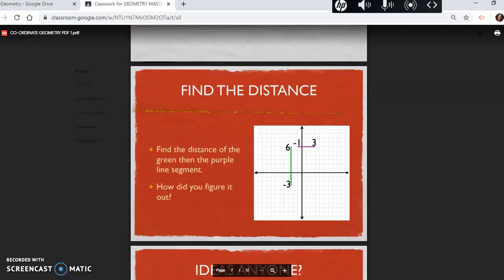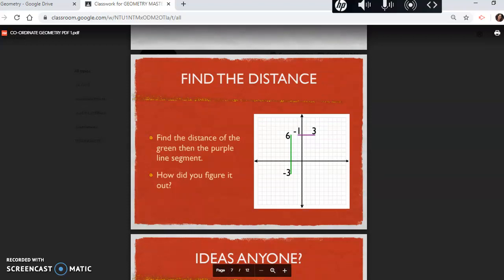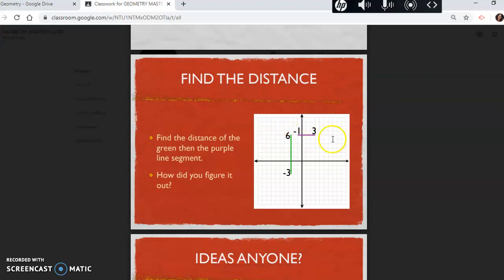Okay, for this one right here, whenever you're finding the distance of 2 points on a coordinate grid, you can use the distance formula or the Pythagorean theorem. They're basically the same thing. When it's a flat line like this, it makes it pretty easy. You don't even need it. You just count the squares.